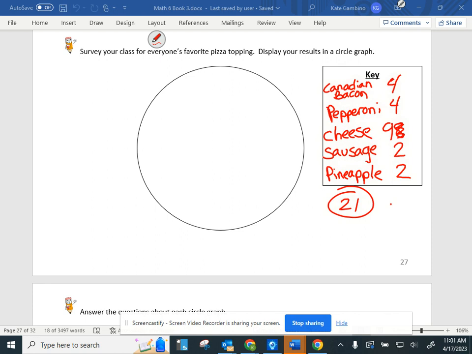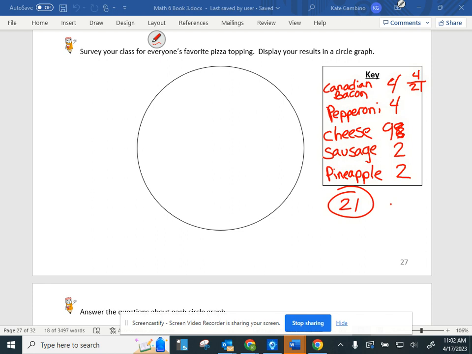So we have 21 students. We have 21 votes up here. We're gonna turn these into our percentages because that circle graph is always about percentages. So how do I turn 4 out of 21 into a percentage? So if 4 people out of 21 voted for Canadian bacon, what percentage of our students like Canadian bacon?